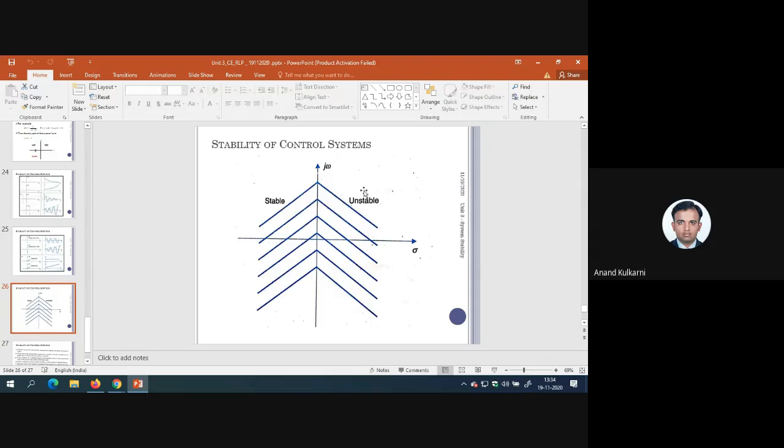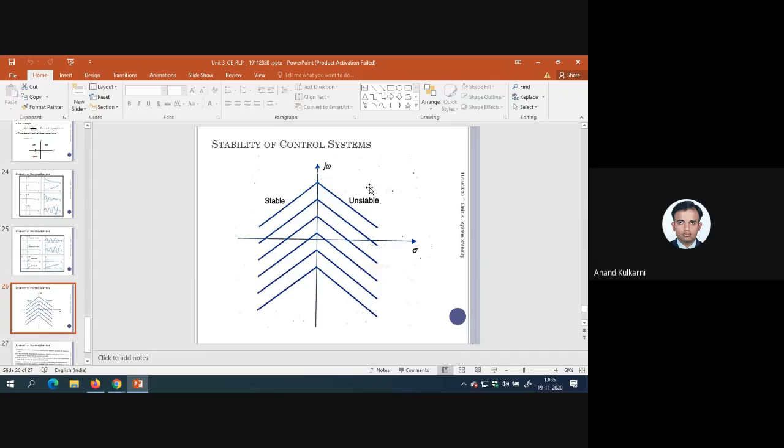Now that means we have to indirectly find out the roots of the characteristic equation. For a first order system, only one root, you can easily find. Second order equation is as square plus bs plus c. The highest power of s is 2. The roots can be easily found out by the formula minus b plus or minus under root of b square minus 4ac, divided by 2a. So you can find out.